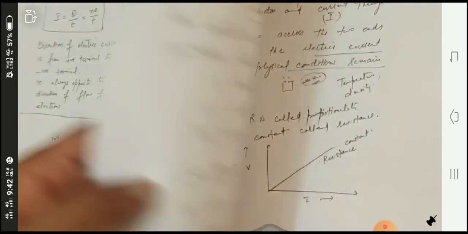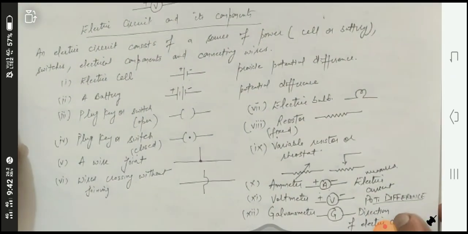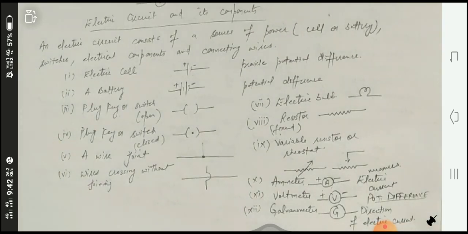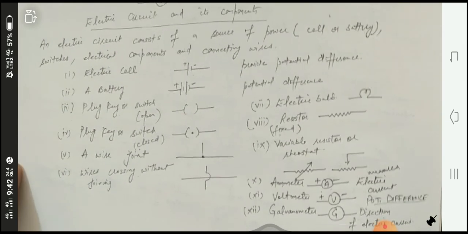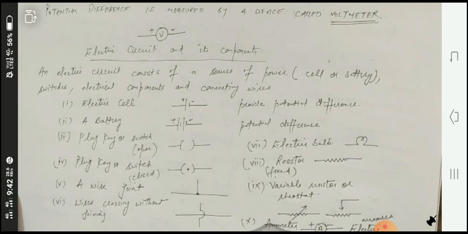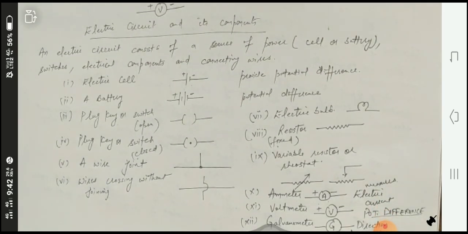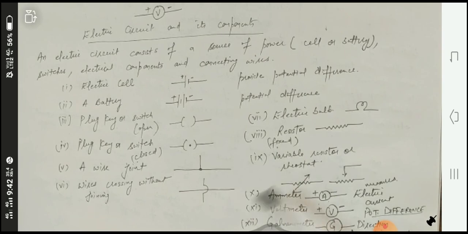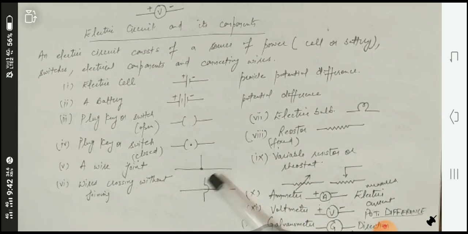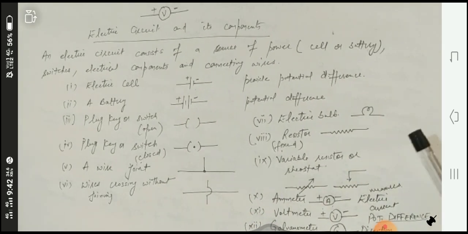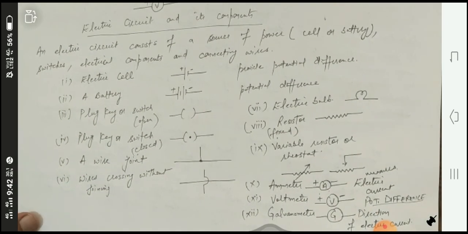Right? After that, potential difference is measured by a device called a voltmeter. After that, we have some circuit symbols, that is for the cell, battery, plug, key, switch open and switch closed, wire join, wires without joining, electric bulb, resistor, variable resistor, ammeter, voltmeter, and galvanometer.